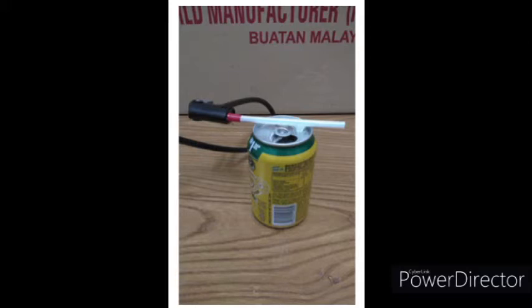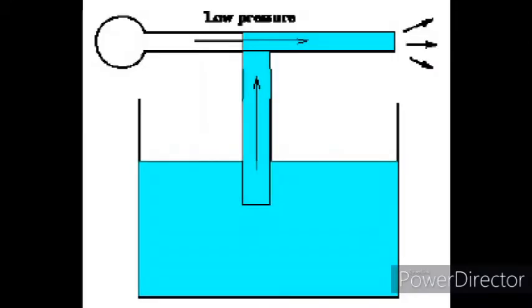Atomizer works on the principle of Bernoulli's. When horizontal air from the bicycle pump passes over a vertical tube, it causes the air and liquid inside the vertical tube to be pulled upward.